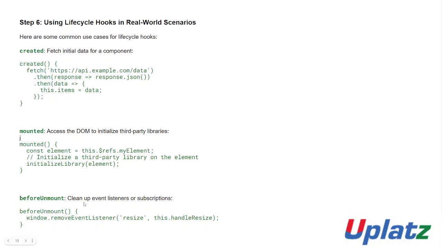Before unmount, clean up event listeners or subscriptions. Before unmount, window.removeEventListener resize, comma, this.handleResize. In this way, one listener is removed.